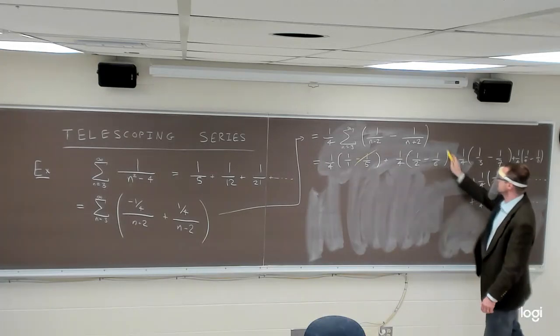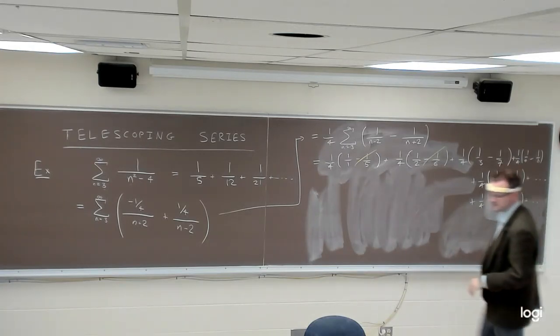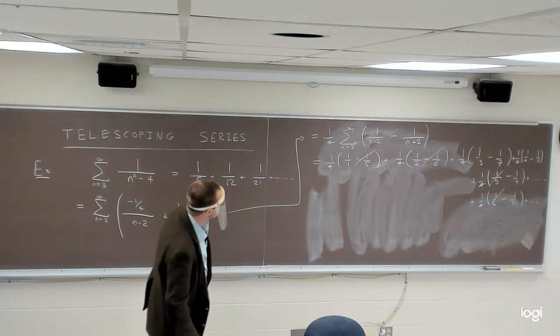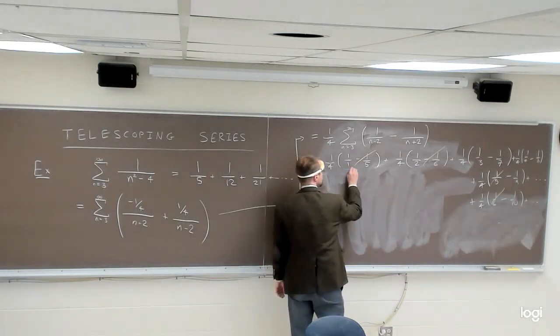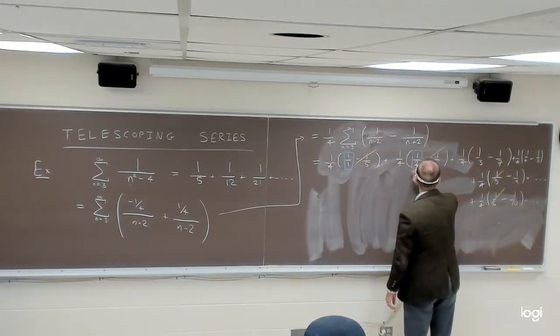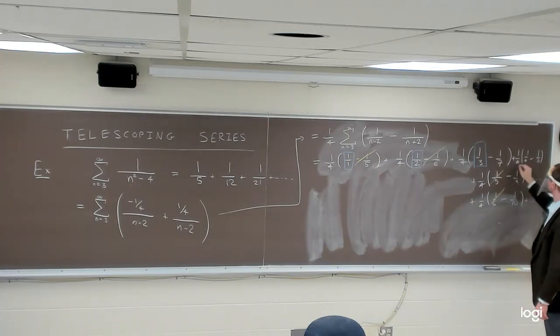This negative a sixth cancels with this positive a sixth, and so on. So once I go far enough out into the series, my terms are going to start canceling. There's actually several initial terms that don't cancel this time. If I look for the terms that are left, 1, a half, a third, and a fourth all survive the cancellation.